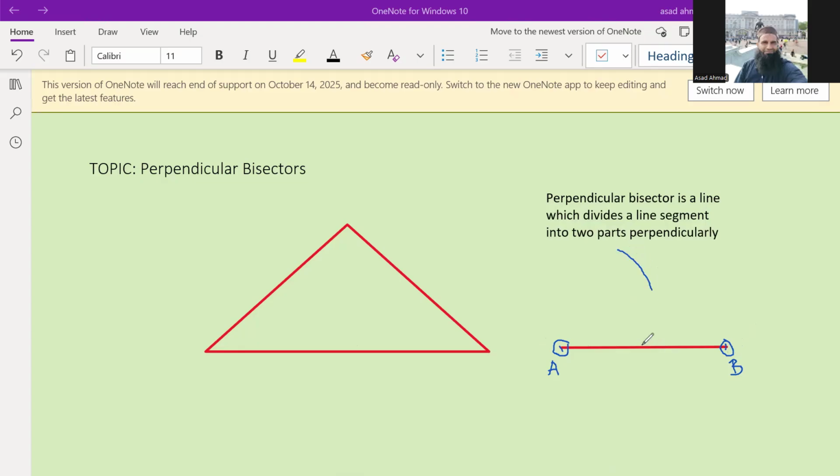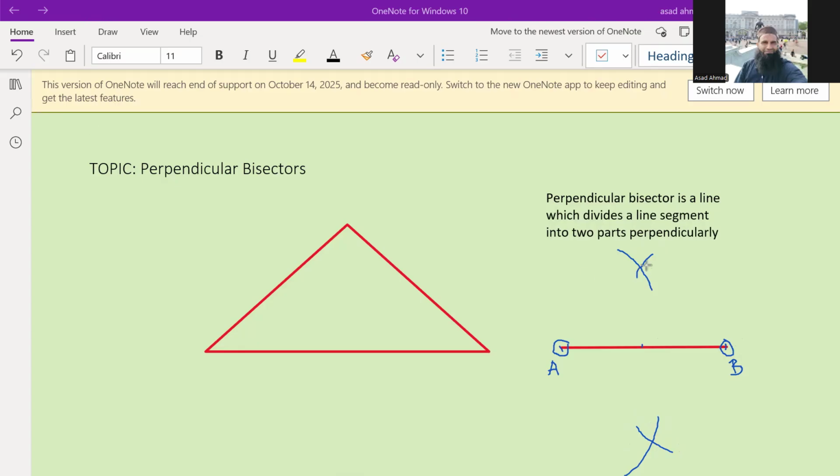And we will take A as center, and we will draw one arc above the line segment, in the middle of the line, and one arc below the line segment by taking A as center. And then we will put the compass at point B, and we will draw intersecting arcs like this one. And this is how we have to complete the perpendicular bisector.